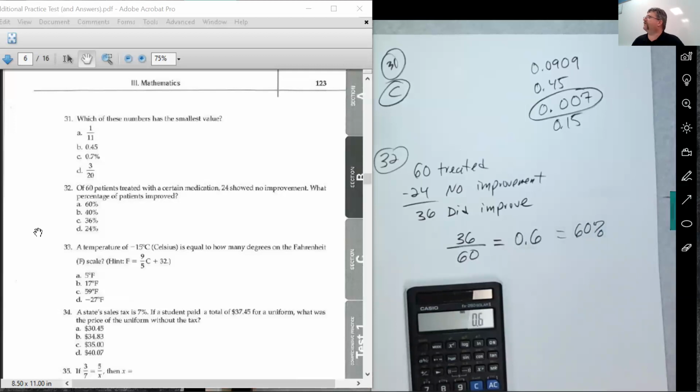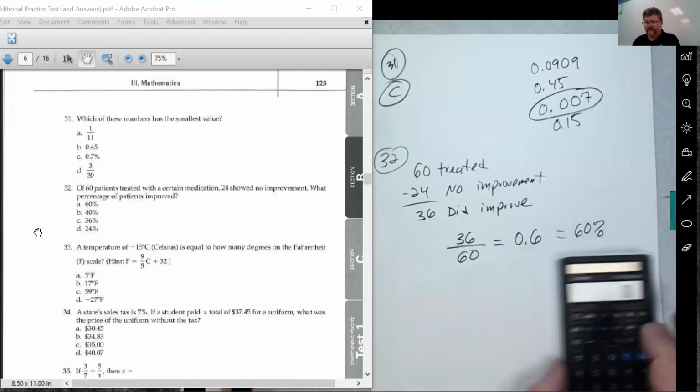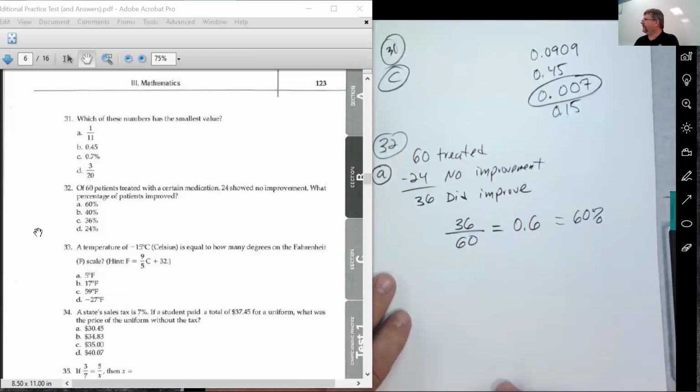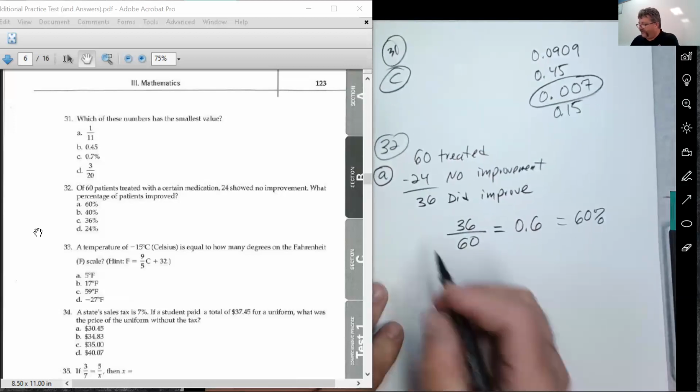Okay, and if we check out our choices, that's choice A. All right, that's not too shabby. 33.